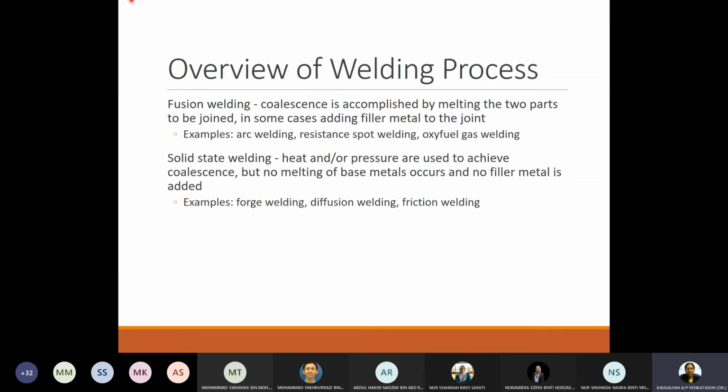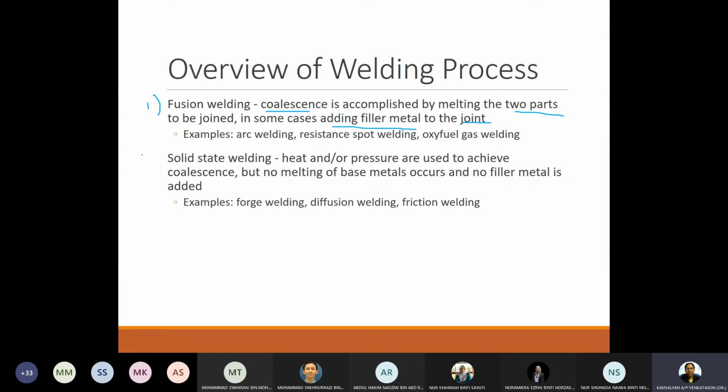So the overview of the welding process itself. Number 1, fusion welding. It is basically a coalescence which is accomplished by melting the two parts to be joined. In some cases, we add filler metal to the joint. The examples that come under this will be like arc welding, resistance spot welding, oxy-fuel welding, etc.